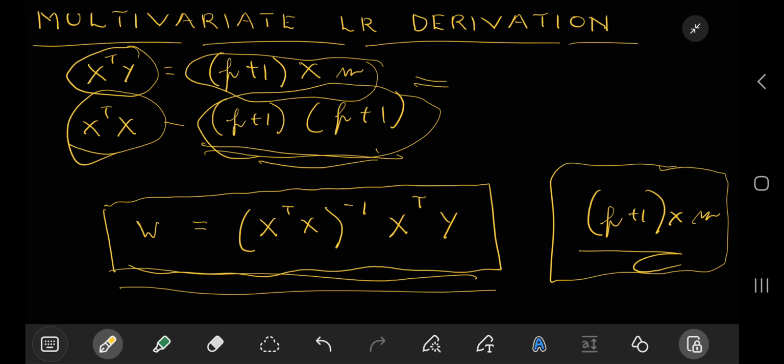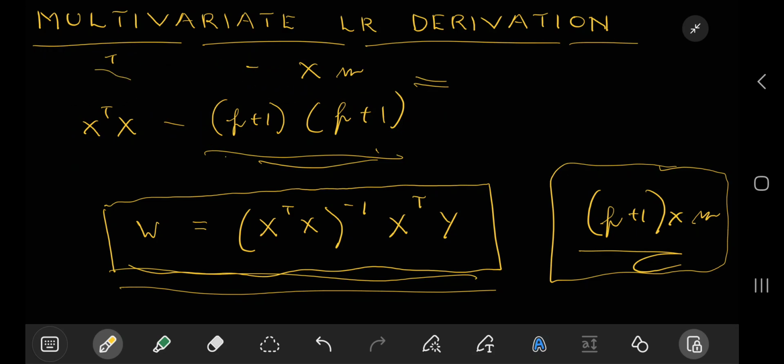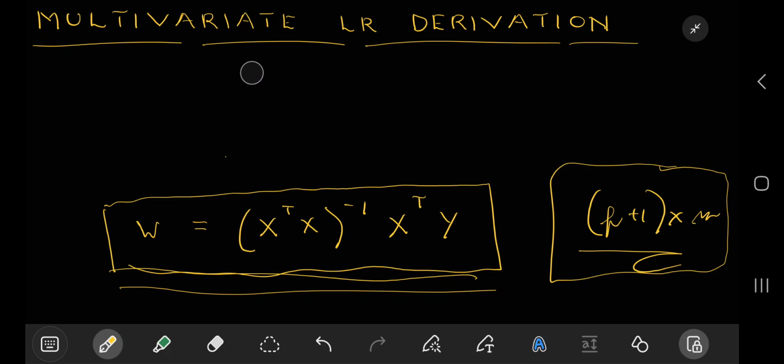So what is p plus 1 by m? W has p plus 1 rows, which denotes the p different features of X, or the independent variable, along with one row which has all ones, which corresponds to the intercept term. And m corresponds to the m different targets that you're having. So you finally found W, which is a p plus 1 by m matrix. So this is the derivation. So now you understood how to do derivation using matrices.